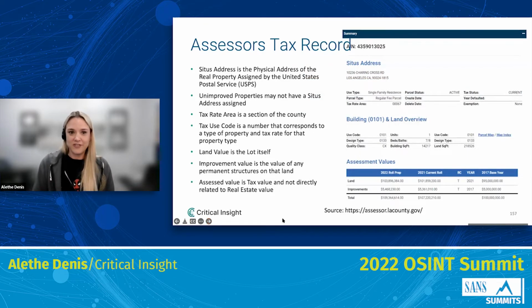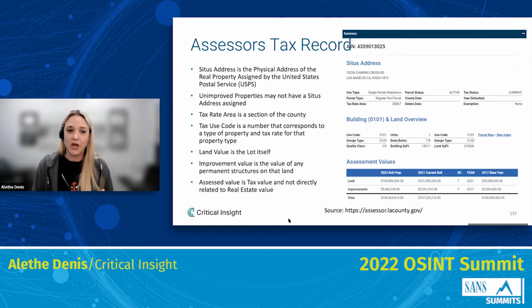The situs address is the address that is assigned to the piece of property for kind of legal purposes and by the USPS. Some properties that are not developed or don't have a house may not have a situs address assigned to them. From the property tax record, you can learn about the tax rate area. You can learn the tax use code, which can help you determine whether this is a residential, manufacturing, light industrial, or commercial property if you're unaware.